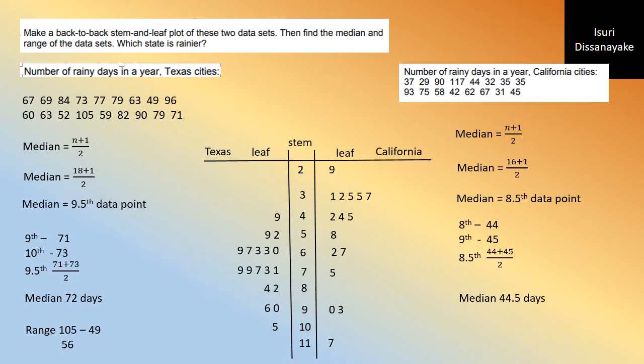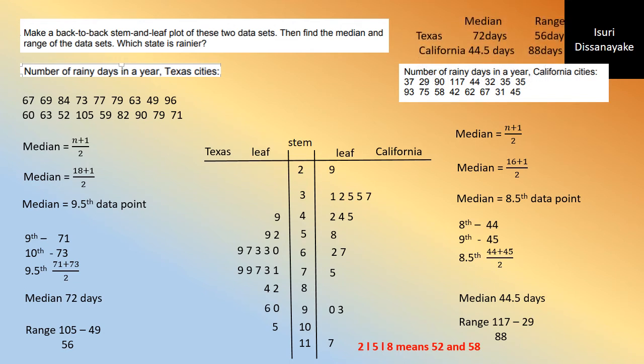Then you are also asked to find the range. We know the range is the highest value minus the lowest value. For Texas cities, the highest reading is 105 and the lowest reading is 49. Please don't read it as 94, it is 49. So 105 subtract 49, the range is 56, whereas 117 subtract 29, the range is 88 for California cities. I have explained the key at the bottom of this back-to-back stem and leaf diagram because the key is very essential to mention in a stem and leaf diagram.